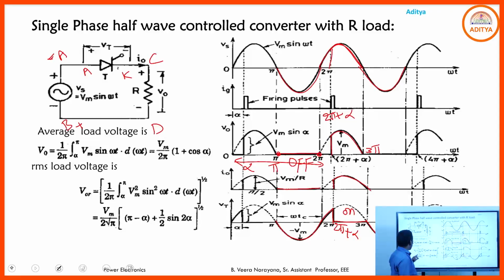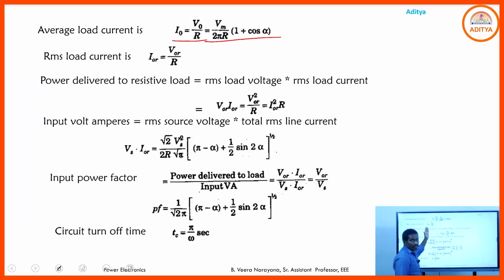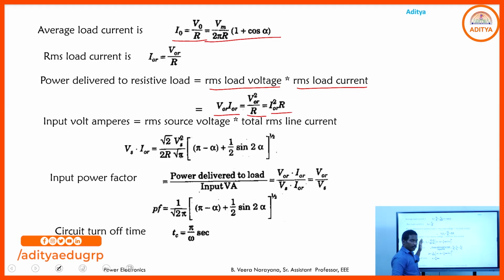So Vrms is equal to Vm by 2 root pi, pi minus alpha plus sin 2 alpha by 2 whole power 1 by 2. This is the RMS output voltage expression, and this V naught is Vm by 2 pi into 1 plus cos alpha. RMS load current IRMS is nothing but Vrms by R. If you want to find the power delivered to the resistive load, the formula is RMS load voltage into RMS load current, which is given by either Vrms into IRMS, or V square RMS by R, or I square RMS into R. And input volt ampere is given by RMS voltage source into total RMS line current, so Vs into IRMS.